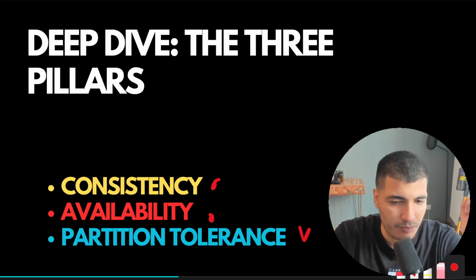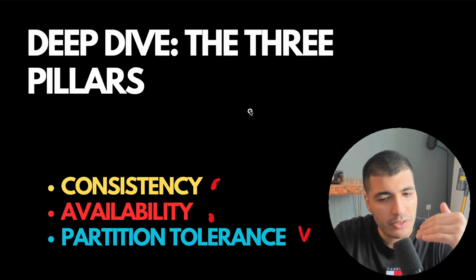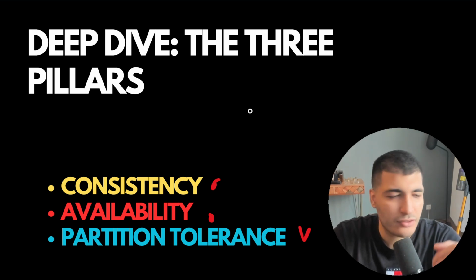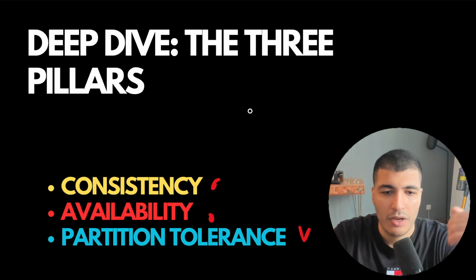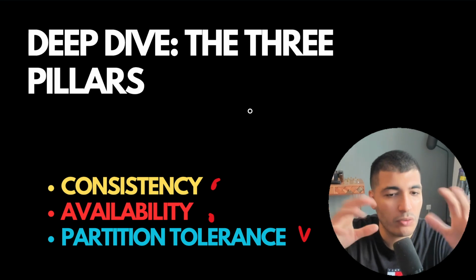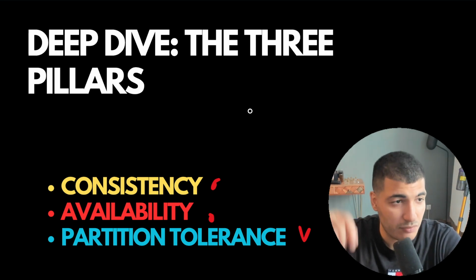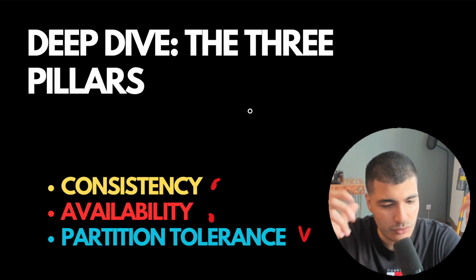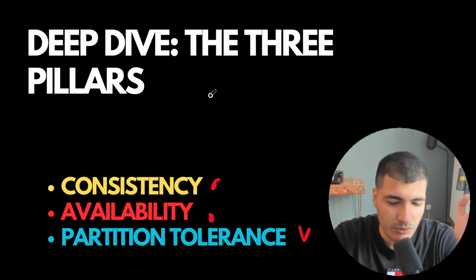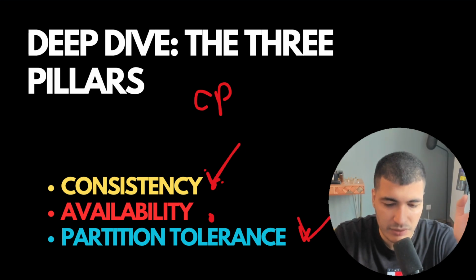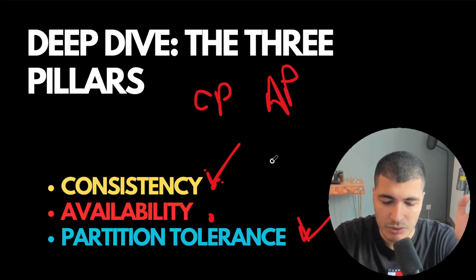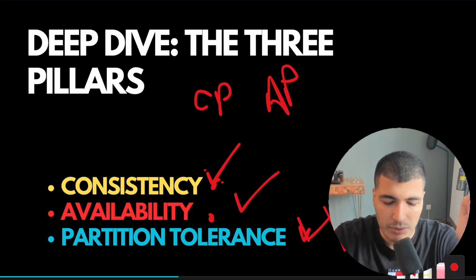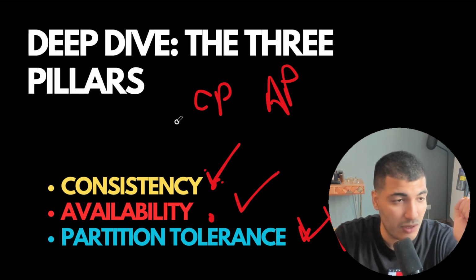Next, we have partition tolerance. Partition tolerance means that your system keeps working even if part of it can't talk to the rest, if you have a network partition. Networks fail all the time, and true distributed systems must survive it. So I would say partition tolerance is not something that you can avoid. So most of the time you're choosing between a CP system, which guarantees consistency and partition tolerance, and an AP system, which guarantees availability and partition tolerance.